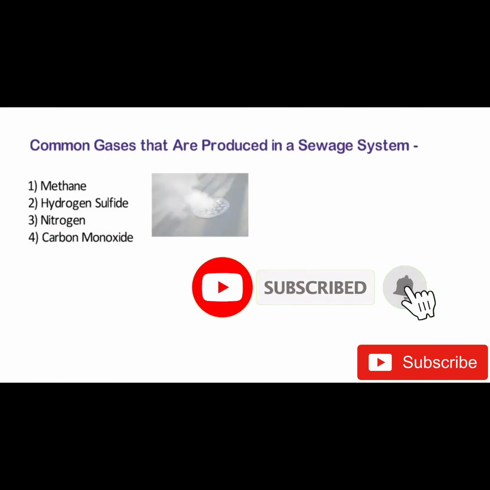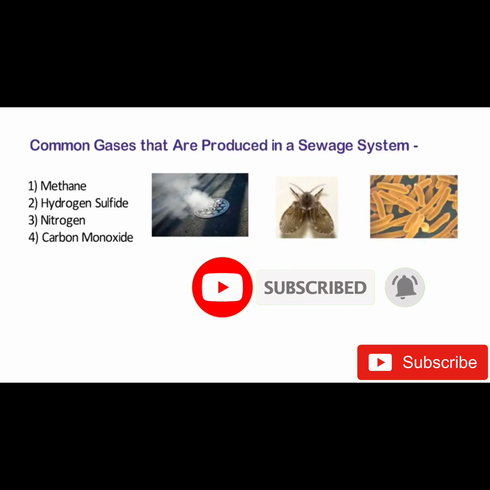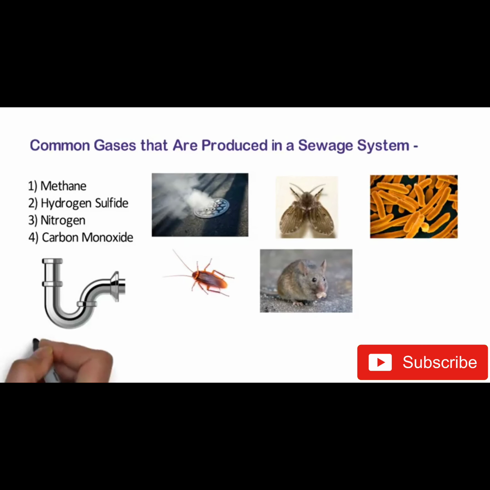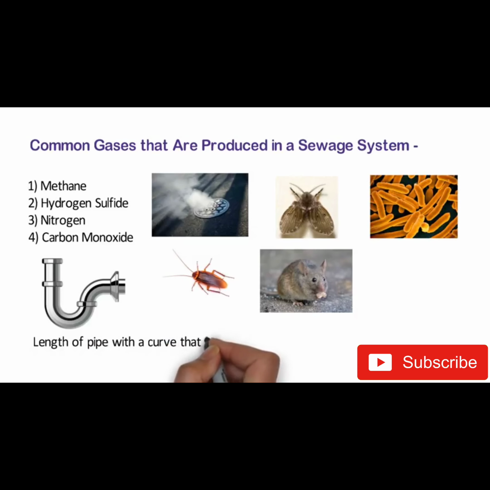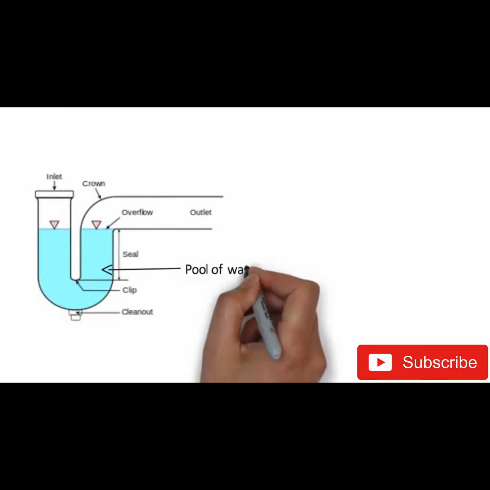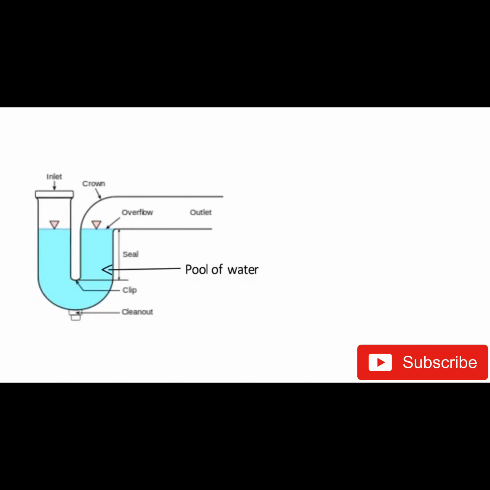To avoid the entry of these gases, insects, bacteria, cockroaches, and mice inside the home or building, traps are constructed at the end of soil or waste pipes. A trap is a length of pipe with a curve that bottoms out in a P or S shape. The curve holds a pool of water that seals out gases rising from the sewer side of the pipe.